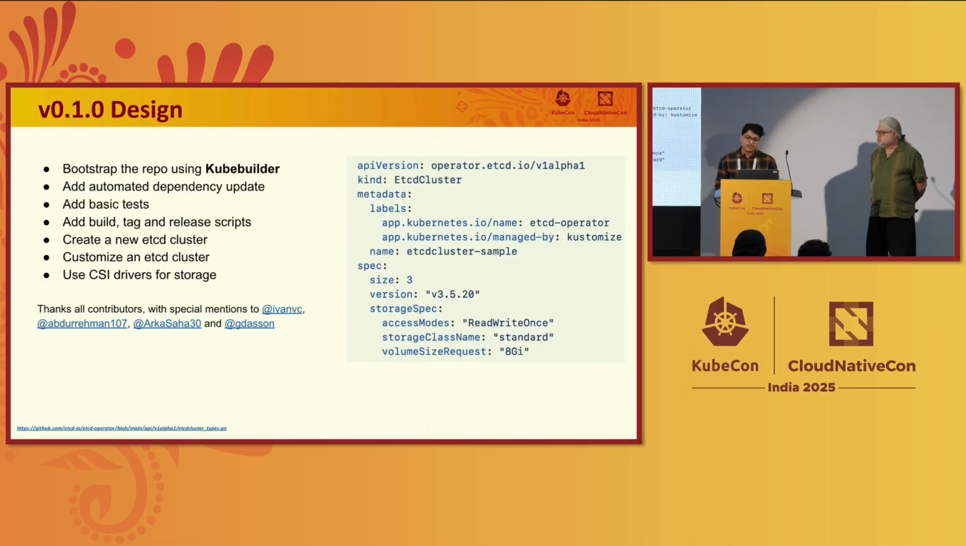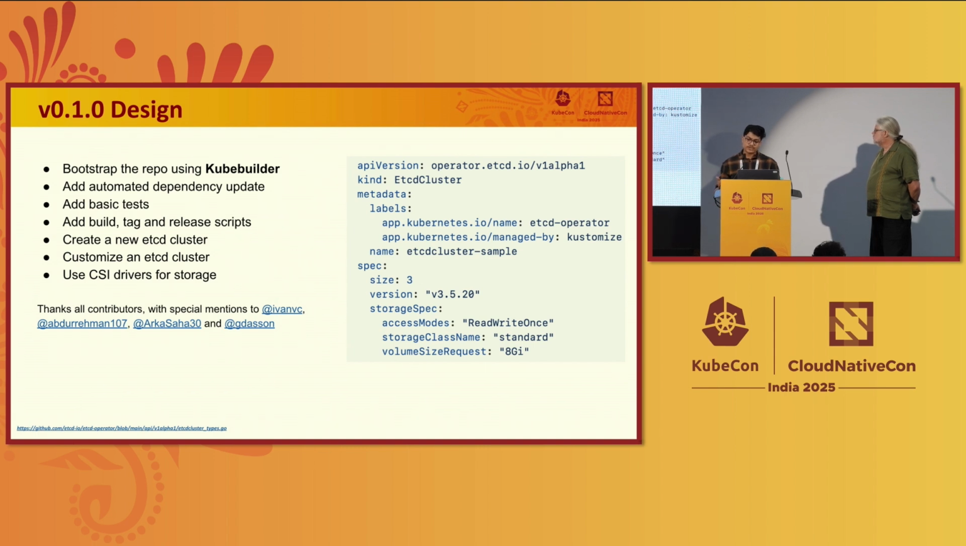So let's look at what we did as a part of 0.1.0. So first, the code base was bootstrapped by KubeBuilder, and what it means is that we had the entire scaffolding on which we started developing the code, and we also added Dependabot to manage the automatic dependency bumps. We added the tests to test the core functionality of the etcd operator. We also had the release process in place, streamlined via release scripts, and the basic functionality itself.